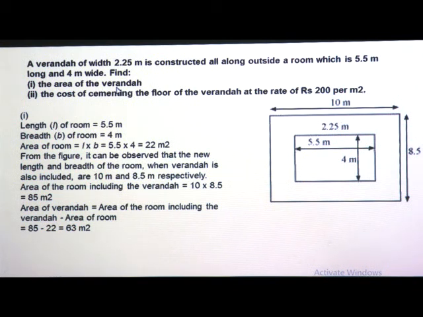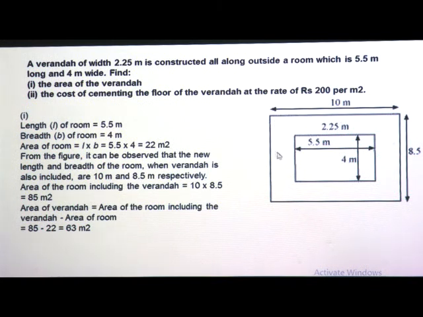So, we will try to calculate the area of the veranda and the cost of cementing the floor of the veranda at the rate of rupees 200 per meter square. It is meter square. So, what is the rate? 200 rupees for 1 meter square. So, first what we have to do? We have to find the area of the veranda. To find the area of the veranda, first we will draw one rough figure here.